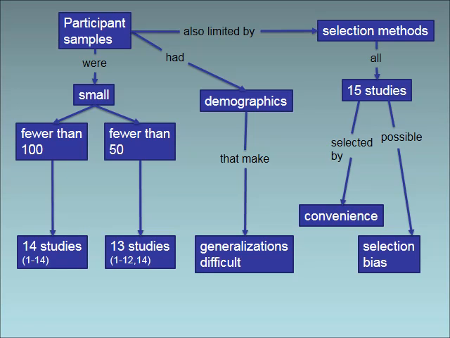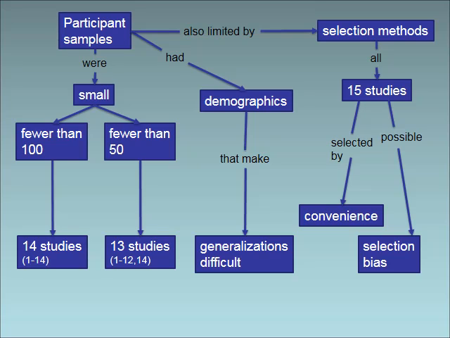Limitations. There are some limitations to this research. A limitation of almost every study was small sample sizes. There are 14 studies with fewer than 100 participants and 13 studies with fewer than 50 participants. Every study listed also used a sample selection method that was convenient for the research, but not perfectly random or the best for validity and reliability.